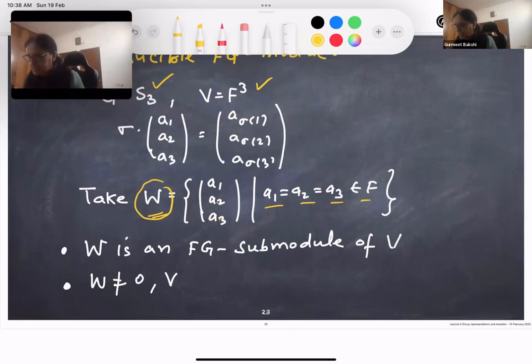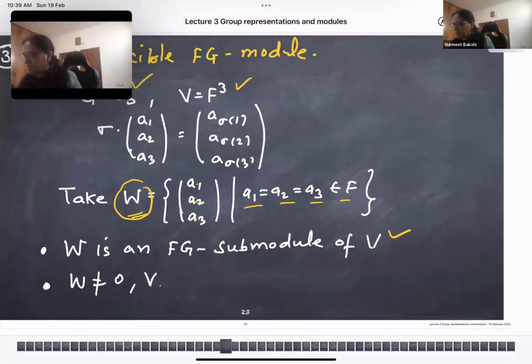Then this is an FG submodule of V, which is different from 0 and V. So this is not irreducible. Okay, so there is a submodule different from 0 and V. Because whatever sigma you operate on this W, whatever permutation you give on 1, 2, 3, these entries are all equal, so it's not going to change. So it's a one-dimensional subspace inside V, and it is different from 0 and V. So this is a reducible FG module.